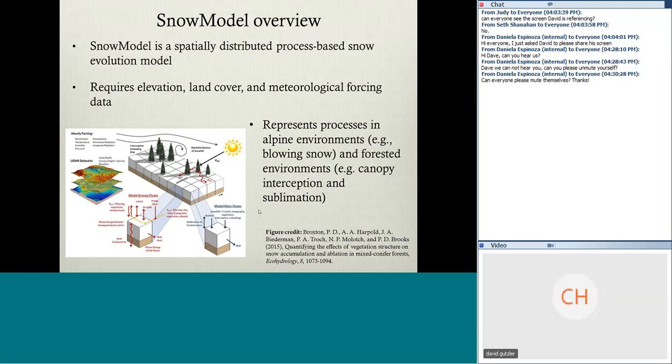This snow model is particularly important because it represents processes that are important in alpine environments, such as blowing snow, and also in forested environments, such as canopy interception and canopy sublimation. These things are really important, especially if we want to consider how forest disturbances, which are very widespread in this basin, may be influencing snowpack dynamics.